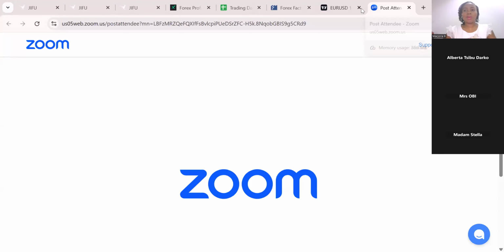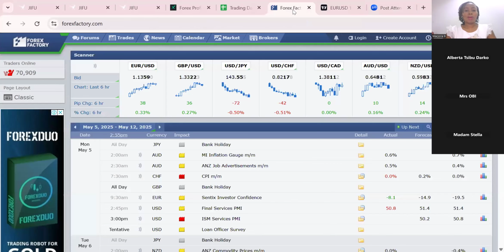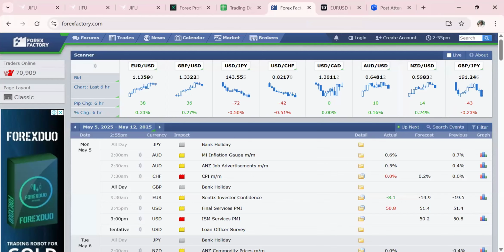Let me open and share my screen. All right. Where am I? If you can help me with this one. Right now, I'm looking at Euro CHF, and it's at 20 right now. Okay, so let's see.